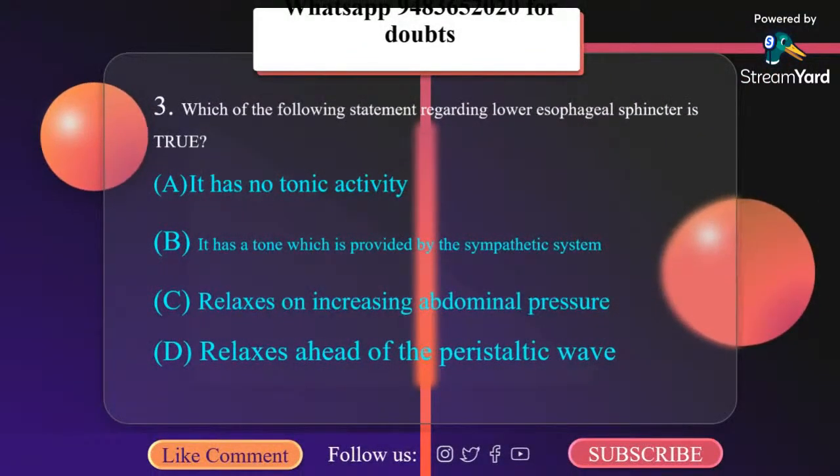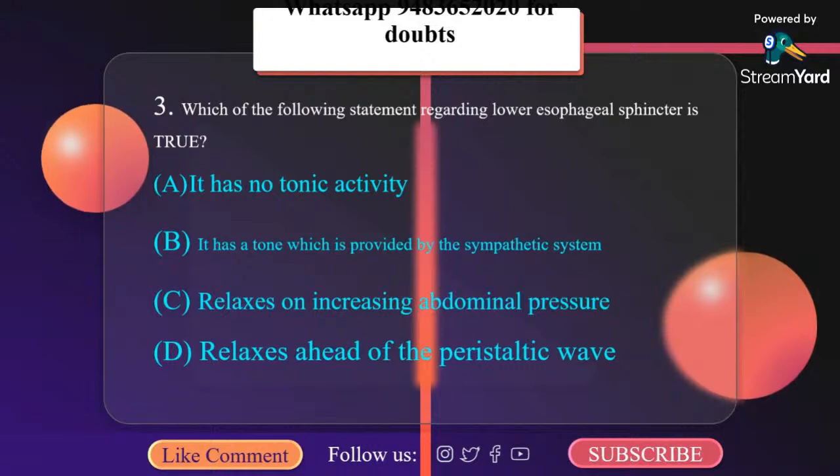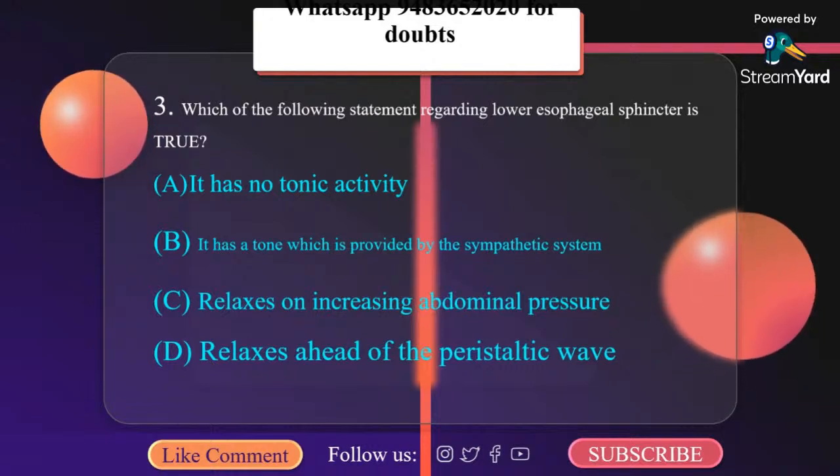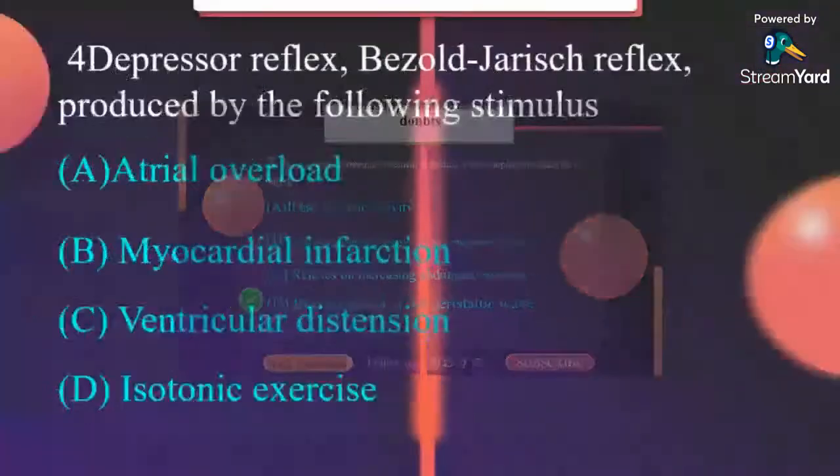Which of the following statements regarding lower esophageal sphincter is true? It has no tonic activity. It has a tone which is provided by sympathetic system, relaxes on increased abdominal pressure, relaxes ahead of peristaltic wave. It is relaxes ahead of peristaltic wave.